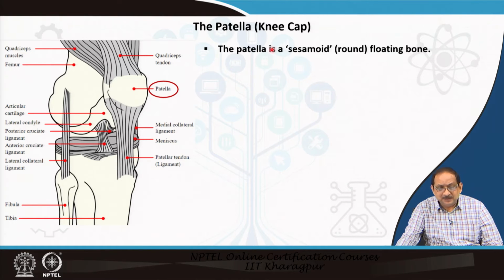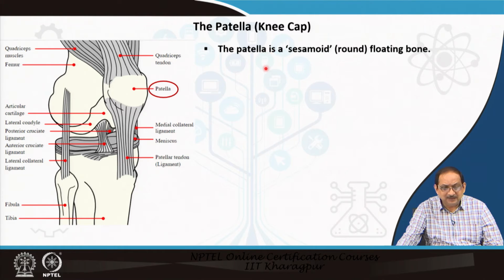Let us consider now the patella or the kneecap. The patella is a sesamoid bone, a round floating bone in the knee joint complex, which is indicated here in the slide.